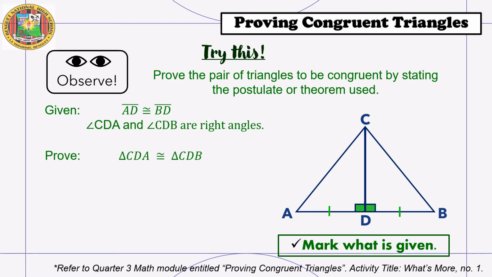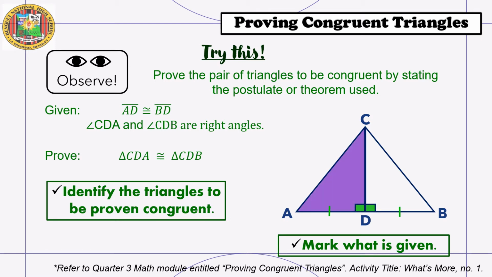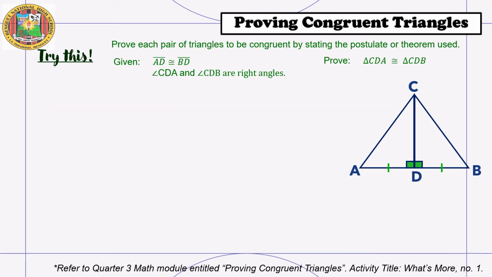After marking the given parts on the figure, let us also identify the triangles to be proven congruent. We have triangle CDA here and triangle CDB here. Notice the marked parts on each triangle. Let us process what we know.